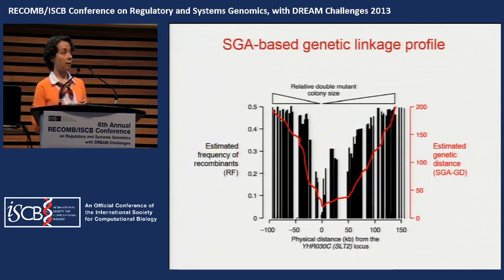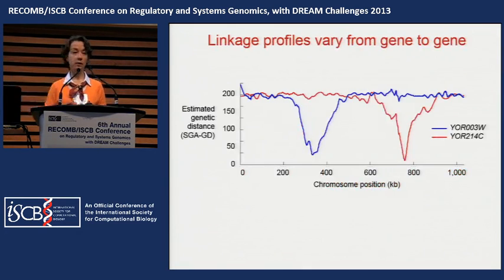The good thing is that every good SGA experiment that you do looks something like this. You have physical distance from the query locus on the x-axis, and for example, estimated frequency of recombinants or the final genetic distance on the y-axis. As you move out from that, as gene pairs become more and more distant, both measures increase, which is exactly what you expect. When you look at many of these data sets, and we do it for every single screen that comes through SGA, you notice that the shape and the size of these curves can vary quite a lot.